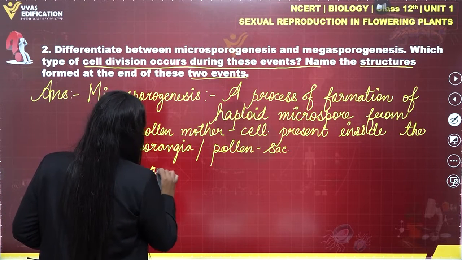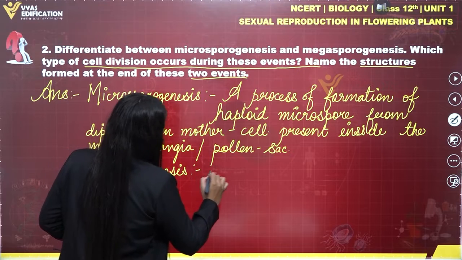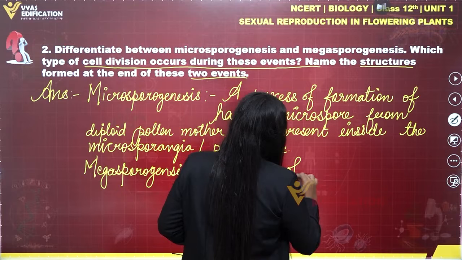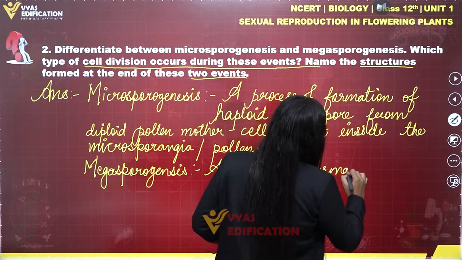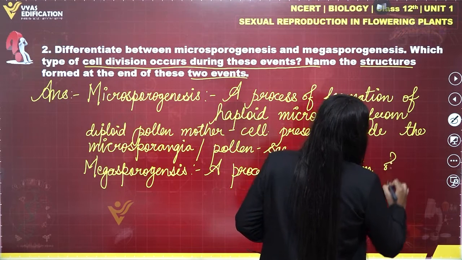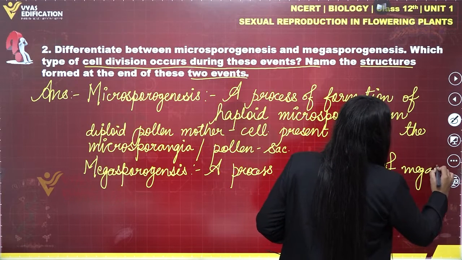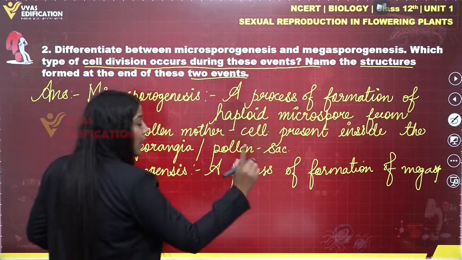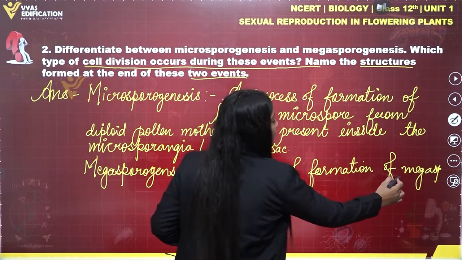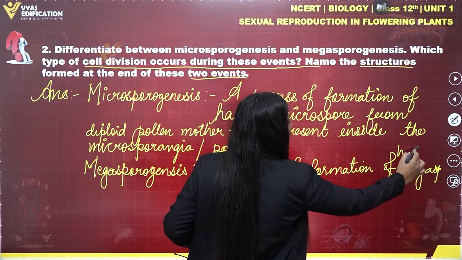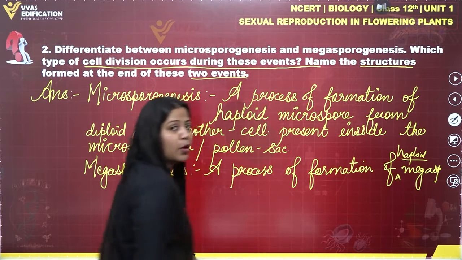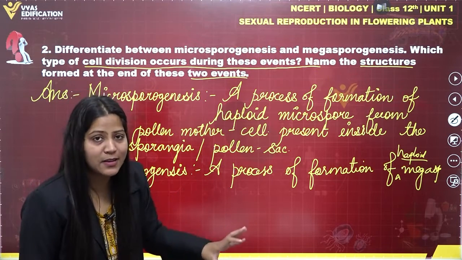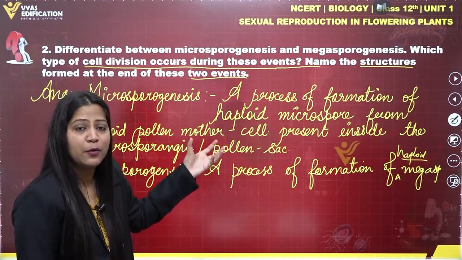Now in case of megasporogenesis, this is also a process of formation of megaspore, a haploid megaspore. Haploid because the megaspores are formed from the meiotic division. So always these gametophytes, microspore or megaspore, all these are spores which are haploid in nature.